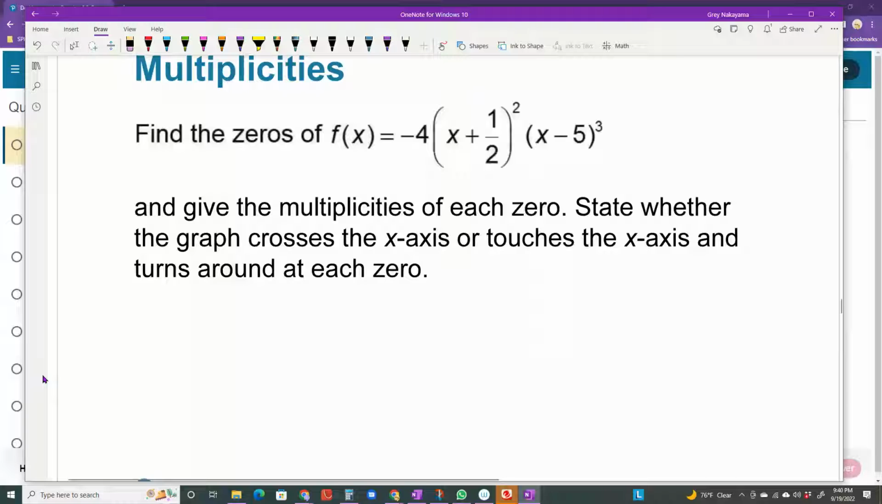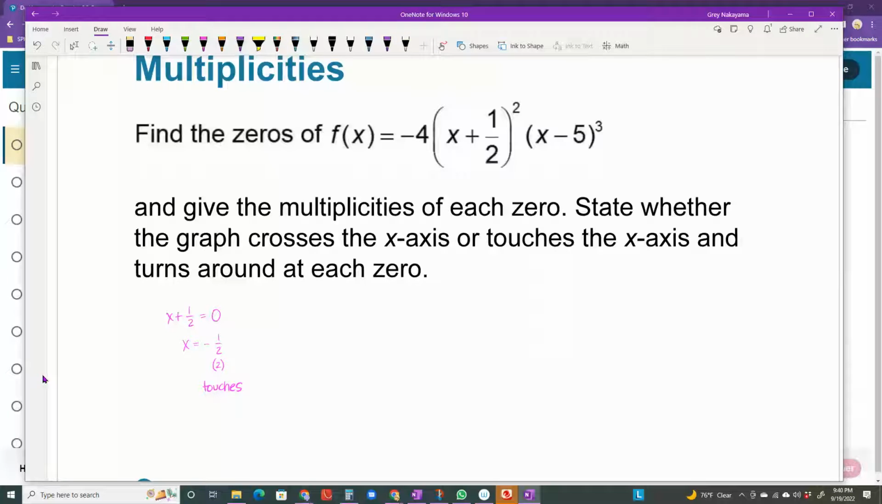I only have to worry about a factor that has an x in it. So I'm going to take x plus 1/2 and set it equal to 0. x equals negative 1/2. It has an exponent of 2, so we say its multiplicity is 2. And since that's an even number, it's going to touch the x-axis and go back the direction it came.